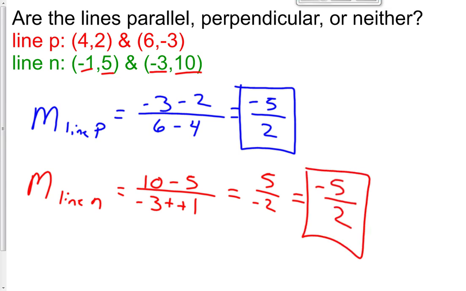So line P and line N. Are these two the same? Are they opposite reciprocals, or are they neither? They are the same. So if slopes are the same, those two lines are parallel.